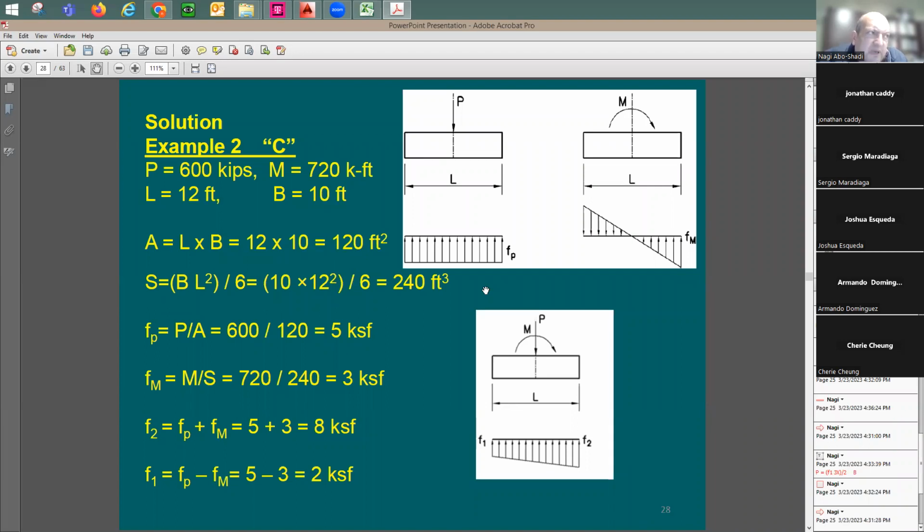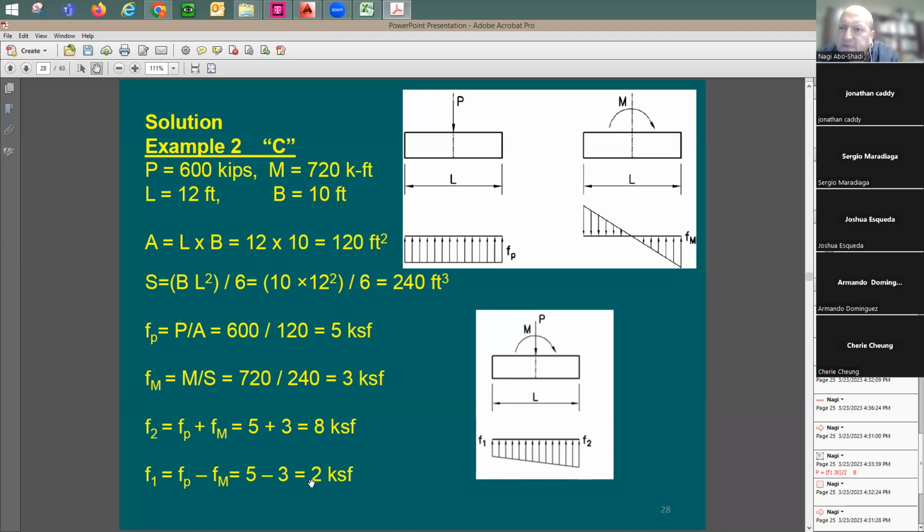The pressure is going to be coming from 2 sources. One of them is this vertical load, and the other one is the moment. From the vertical load, it's going to be P over A, 5 KSF. So this f sub P is going to be 5 KSF. And from the moment it's going to be M over S, 3 KSF. So on this side I have 5, and here I have 3 and 3. One of them is going to be tension, the other one is going to be compression. So when you have 5 and then you have 3, you end up with 8 on this side. And on this side, you have 5 subtracting 3, you end up with 2. Exactly what happened.